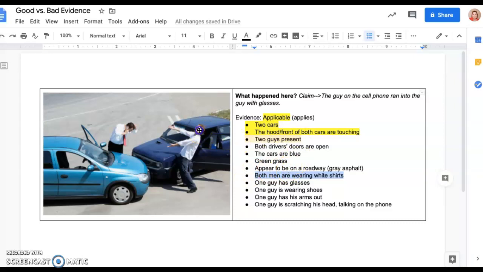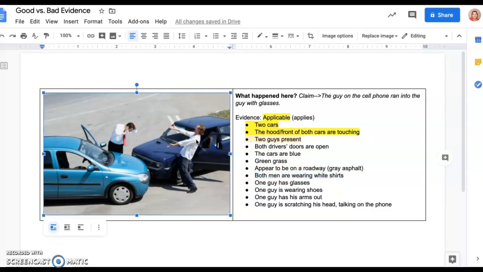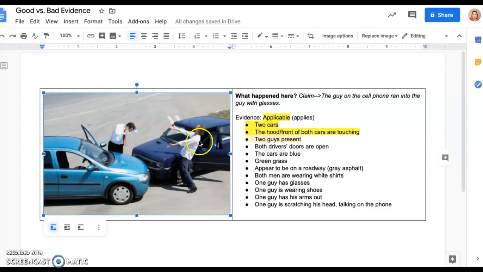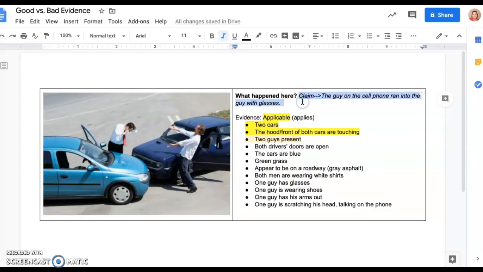One guy has glasses. Now, if I wanted to get really into the weeds here about somebody who's wearing glasses, maybe has a higher visual acuity than the guy without glasses, and so on, then I could get into that. And if I were a lawyer trying to defend this guy's claim, I maybe would do that. But to prove this claim as it stands, I think I'm just going to leave that unhighlighted. One guy's wearing shoes. Well, doesn't seem to apply.